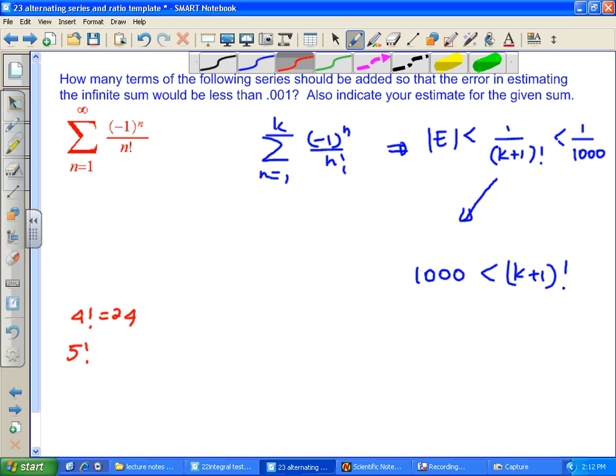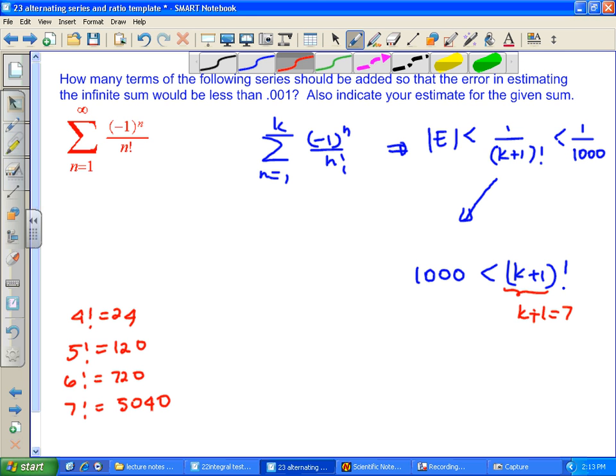5 factorial, I believe, is 120. 6 factorial is 720. 7 factorial is basically 7 times the previous answer, which is 5,040. So the first value that was greater than 1,000 was 7 factorial, right? So this should be 7, because if the right-hand side was 6 factorial, it would not be greater than 1,000, right? So the right-hand side, the k plus 1, must be 7. That's the first one. K plus 1 must be 7, because 7 factorial is greater than 1,000.